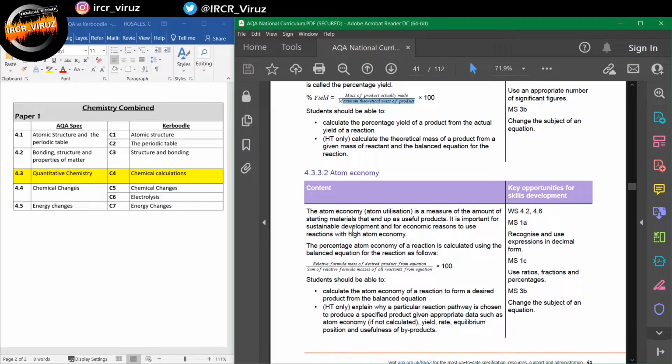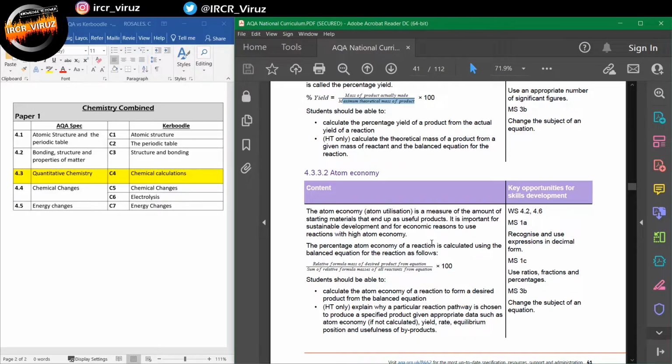Atom economy. Atom economy, or atom utilization, measures the amount of starting material that ends up as a useful product. It is important for sustainable development and economic reasons, due to reactions with high atom economy. Essentially, this is when you react chemicals because you want a specific product. Sometimes that chemical reaction will give you a byproduct. So there may be ways in which you can conduct a different chemical reaction and produce the same or a similar amount of product.